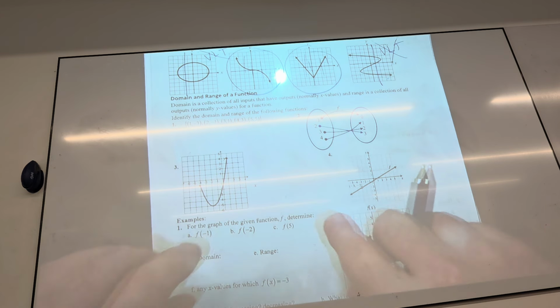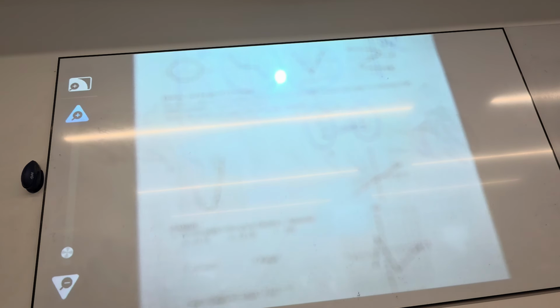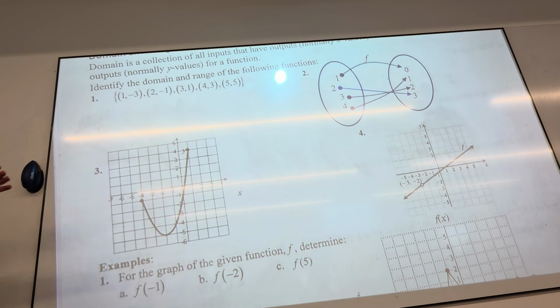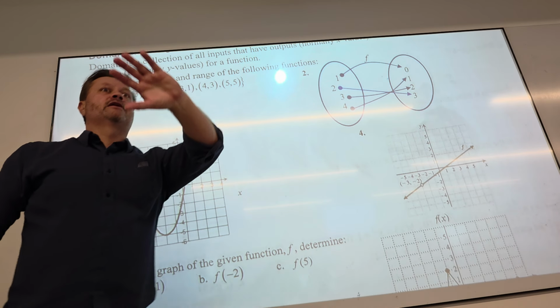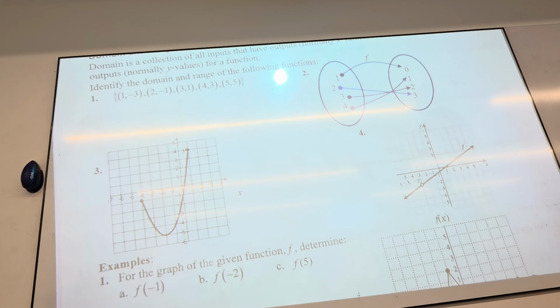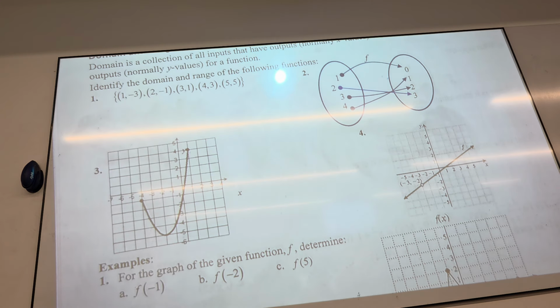Domain and range. Domain is a collection of all the inputs that have outputs, and range is a collection of all the outputs. Does that sound familiar? So domain very often is the x variable values, and the range is the y values.